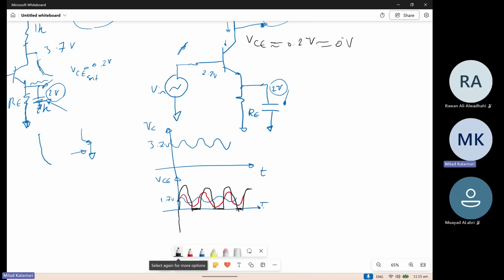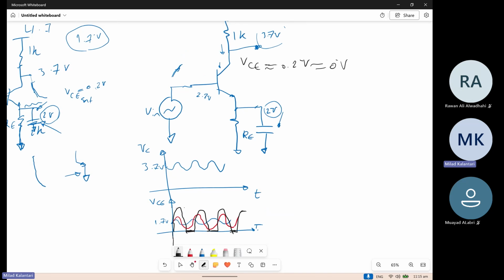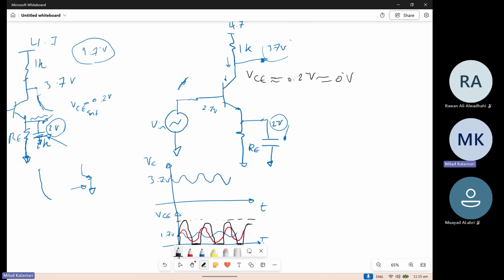Or zero almost. What is the maximum? What is this maximum here? So we should do the same thing in reverse, right? Let's say for the maximum, the input is getting lower and lower, right? The output is getting higher and higher, right? From 3.7, how far can it go high?